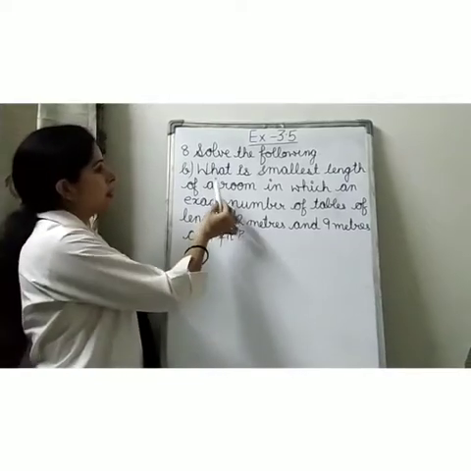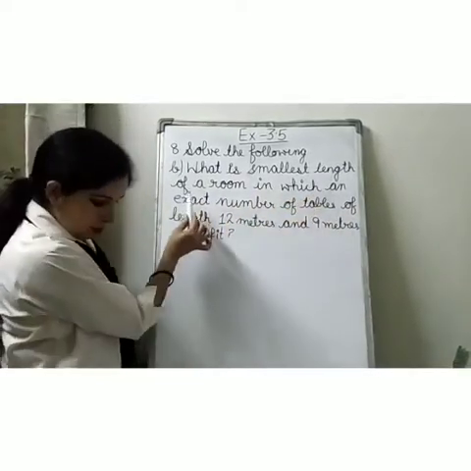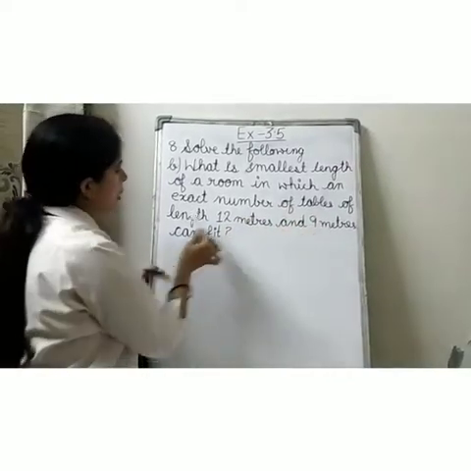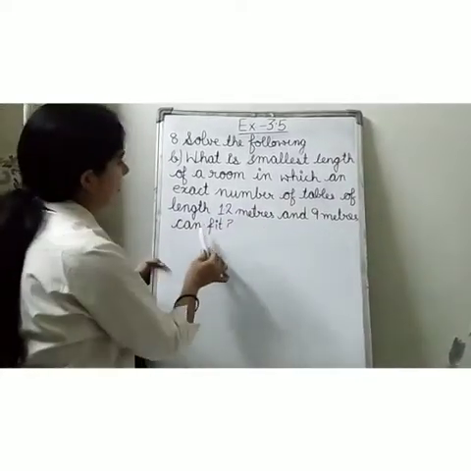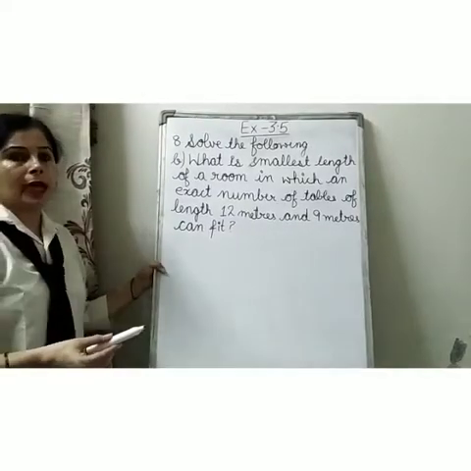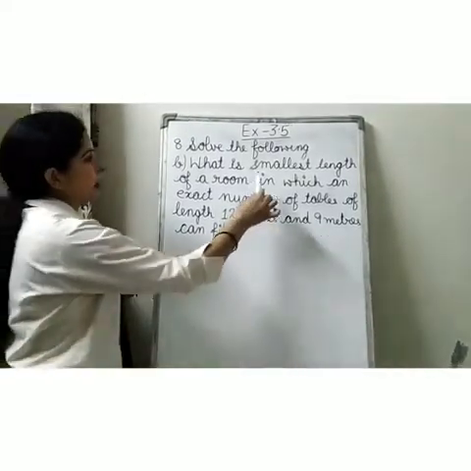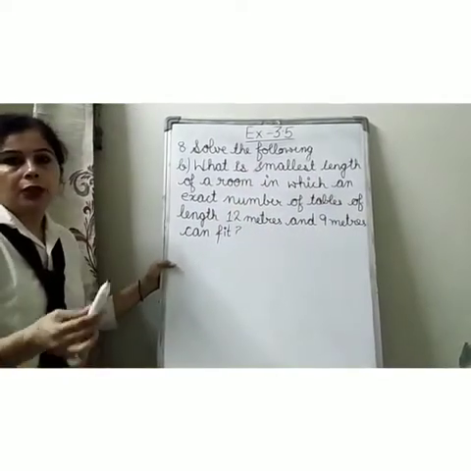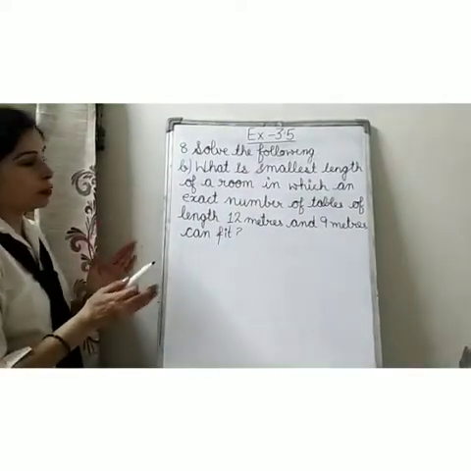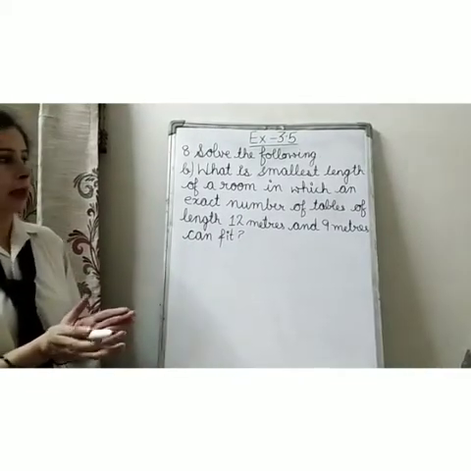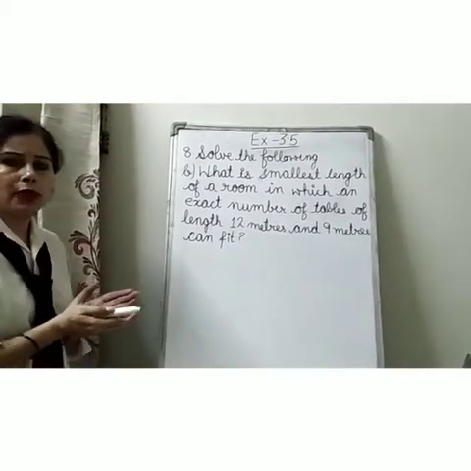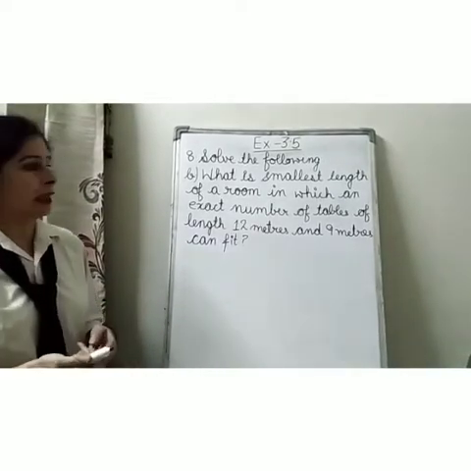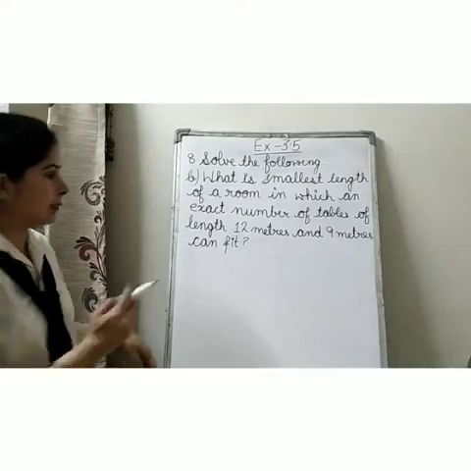Our next question is, what is smallest length of a room in which an exact number of tables of length 12 meters and 9 meters can fit? First of all, decide what to do. See, here it is written smallest length of a room to find. You can find the smallest length of the room by using the LCM method. To find the LCM, you can use any of the methods. You can use division method. You can use multiples method. But here I am using division method.